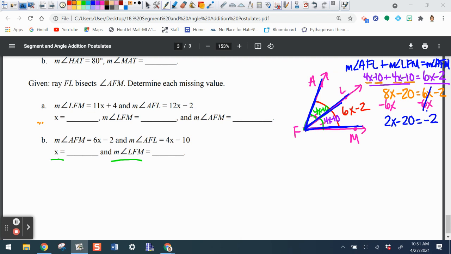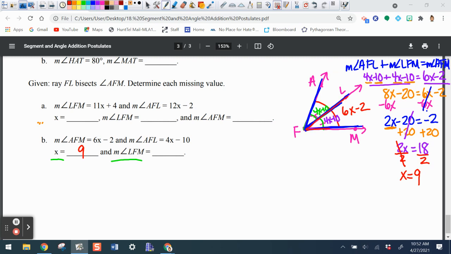Now to solve for x, again, we'll keep this x term on the left and add 20 to both sides, so that it becomes 0 on the left. We get 2x equals 18, because negative 2 plus 20 is 18. And then to solve for x, this is 2 times x, so to undo that multiplication, we divide, so that cancels and becomes the number 1, so 1x equals 9. So x equals 9, and they want us to find, using x, the measure of angle LFM.